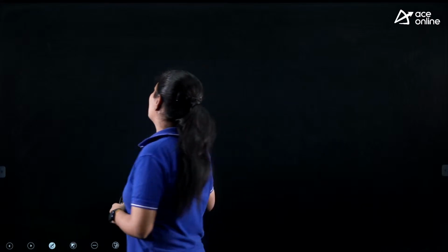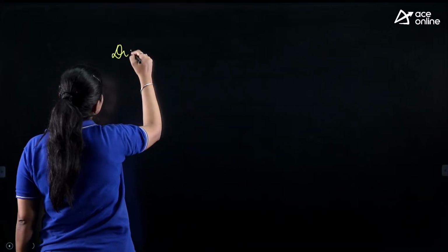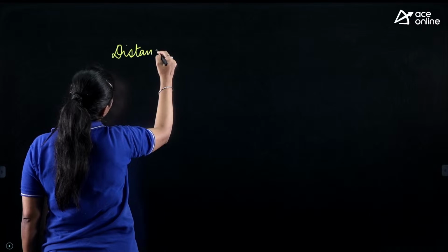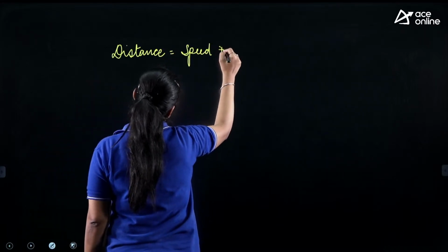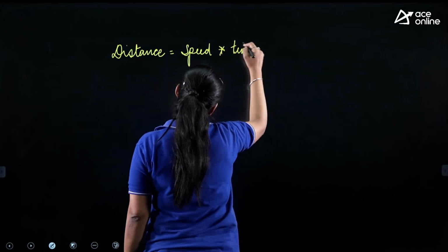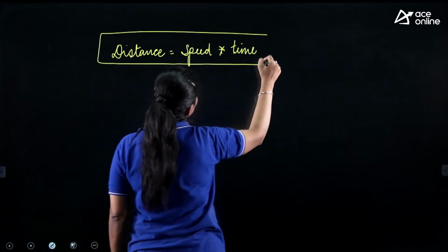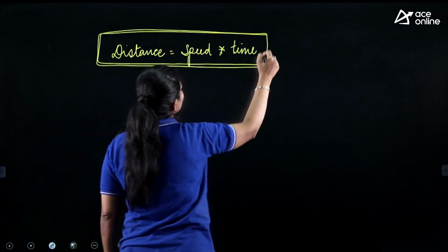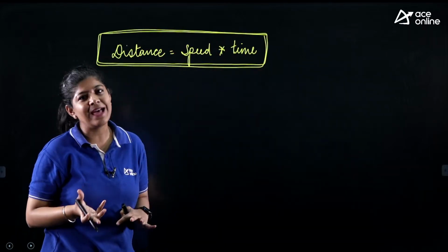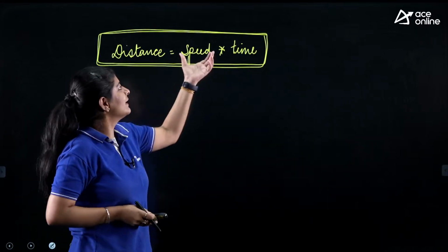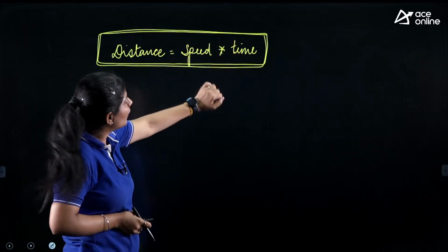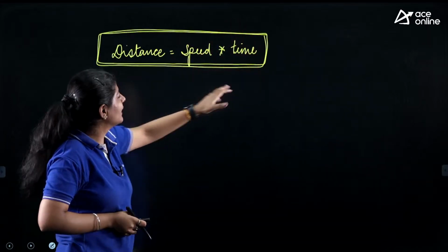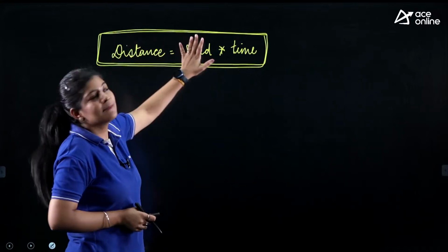So the one basic formula that we need to use in the whole unit is nothing but distance is equal to speed multiplied by time. This is the only formula that we are going to use in the whole unit. All we are going to do is mold it as per our choice. If we want to calculate the speed, we just divide the distance by time. If we want to find the time, again we divide the distance by speed.